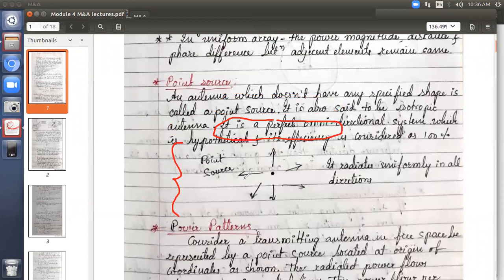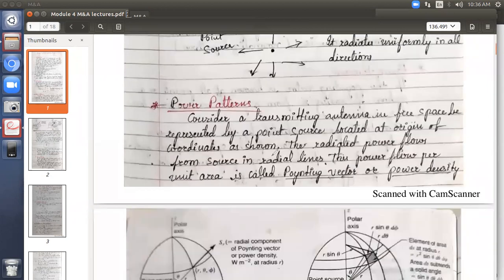It's a hypothetical antenna with 100% efficiency which radiates perfectly in all directions. Okay, it's a hypothetical theoretical antenna. Then what are power patterns? Basically in radiation patterns, the patterns are three-dimensional graphs which show certain parameter variation for an antenna. In case of patterns, there are two types. Either it can be power pattern or intensity, radiation or field patterns.